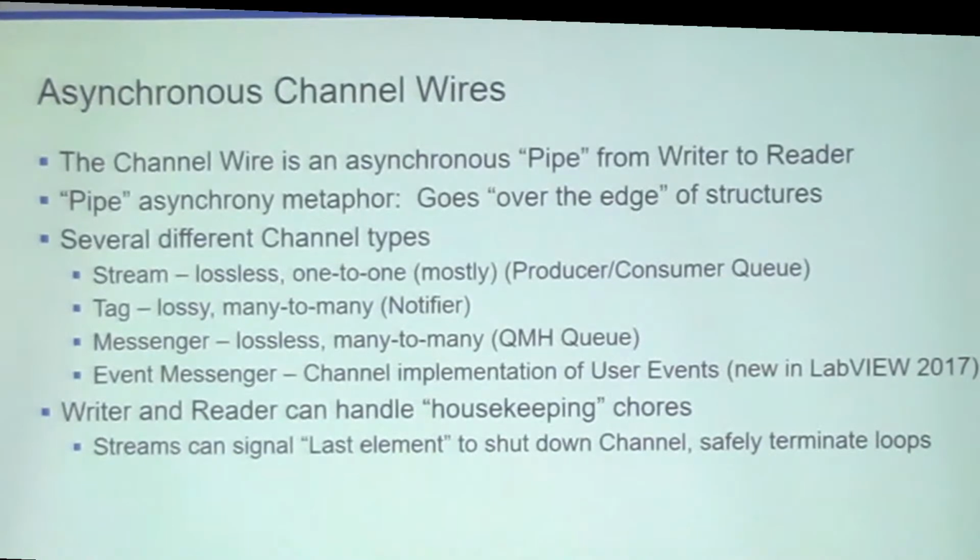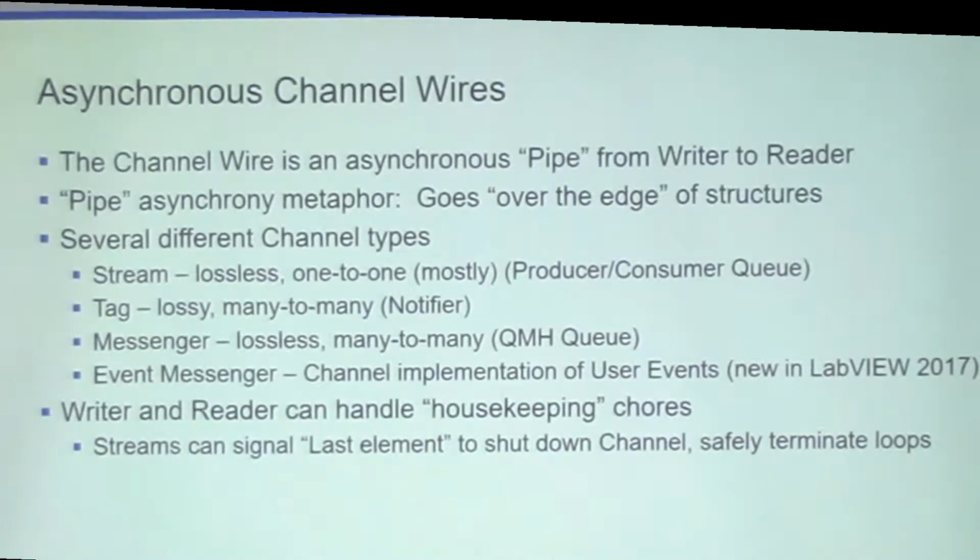In a channel, there are only two functions: a writer, which puts data onto a channel, and a reader, which takes data off the channel. And what's nice is they can sometimes do housekeeping chores, like saying, is the channel really done? A stream, for example, has a last element that shuts down the channel, safely terminating loops. You don't have to put a release on the producer, which causes an error on the consumer. So you know if you get an error, maybe you're done, but maybe you're not. Maybe it's a real error.